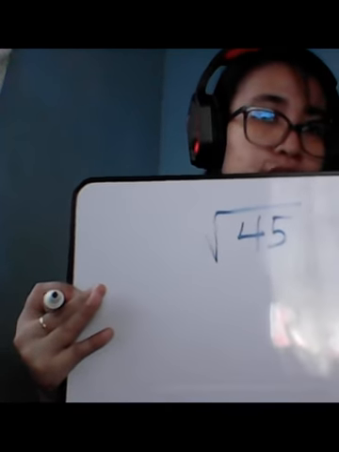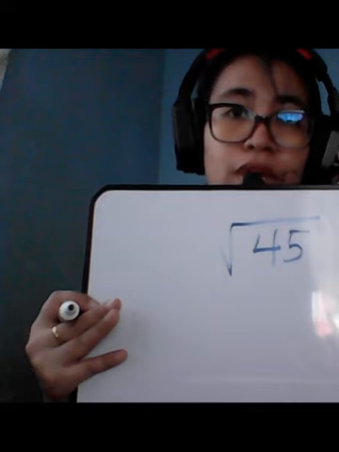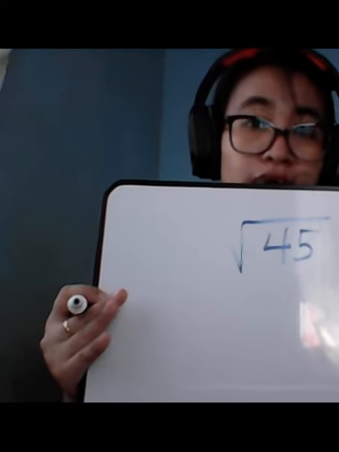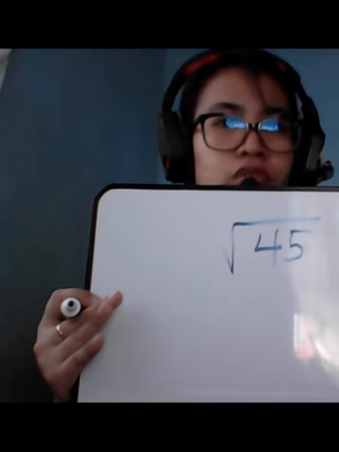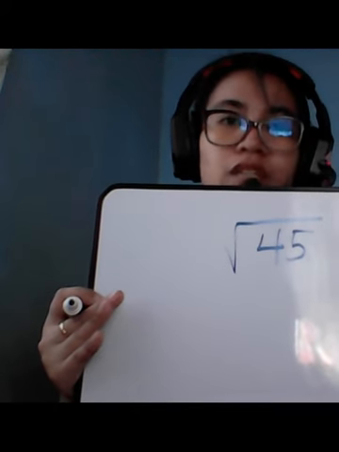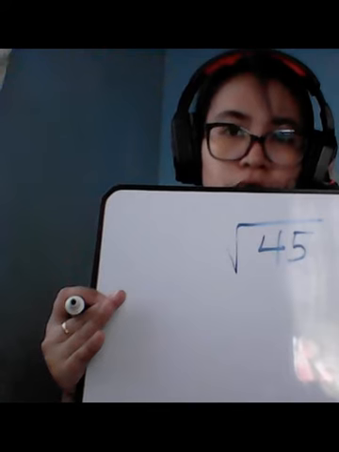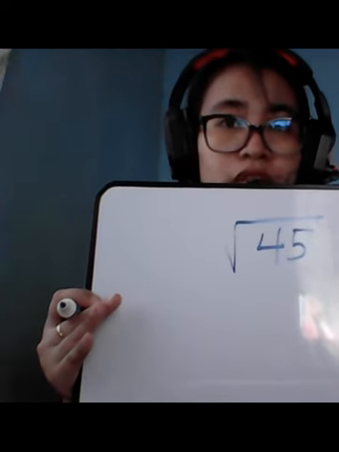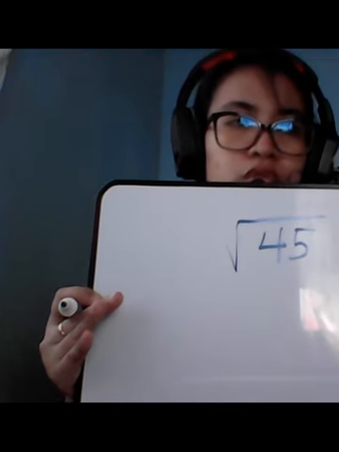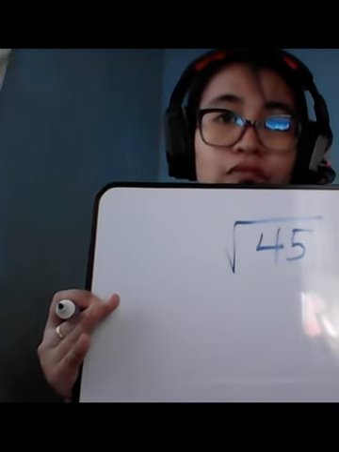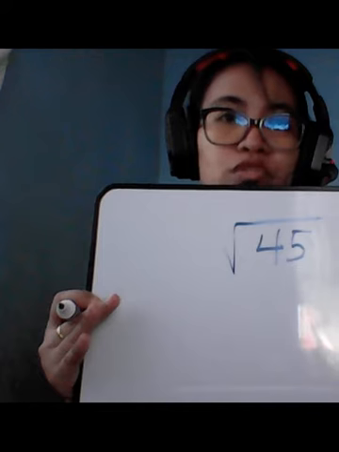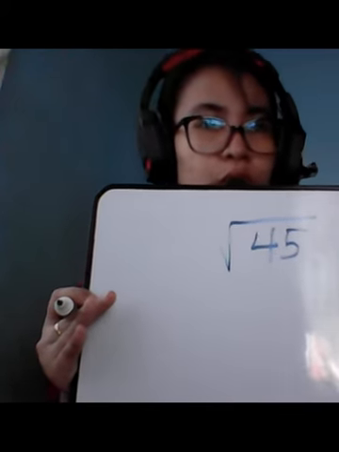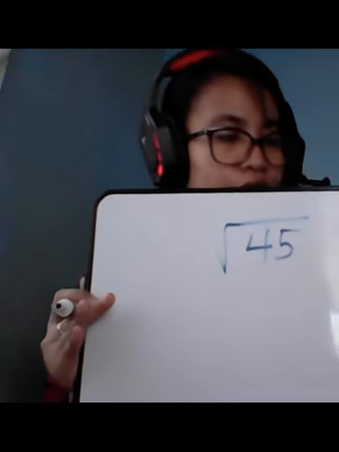Our square root of 45 can be in between 6 and 7. So we will choose a decimal number again to be multiplied by itself. For this time, I will choose a little bit higher. So I choose 6.7. It's the same as your 6.70. So we have 6.7 times 6.7.